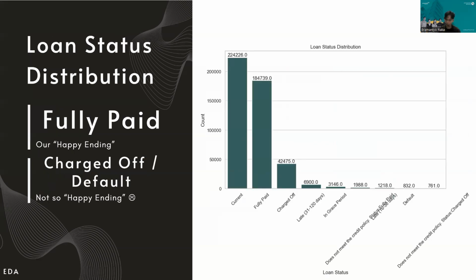Loan status is the climax of our loan story. While most loans are fully paid, let's just call it our happy ending, significant others might come off as charged off or default. The not so happy ending, smiley emoji. Now, our model aims to predict which loans are likely to take this unfavorable turn.